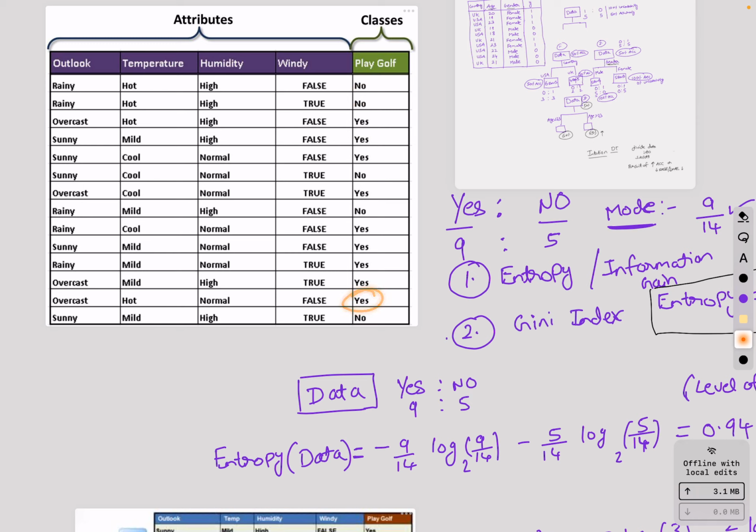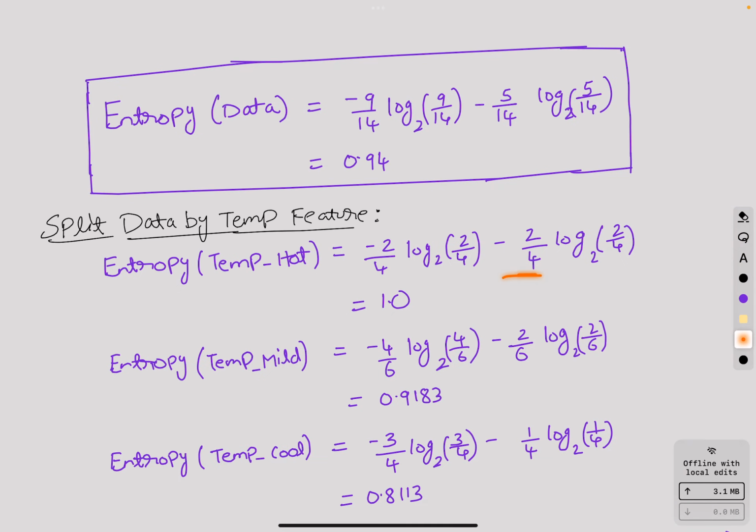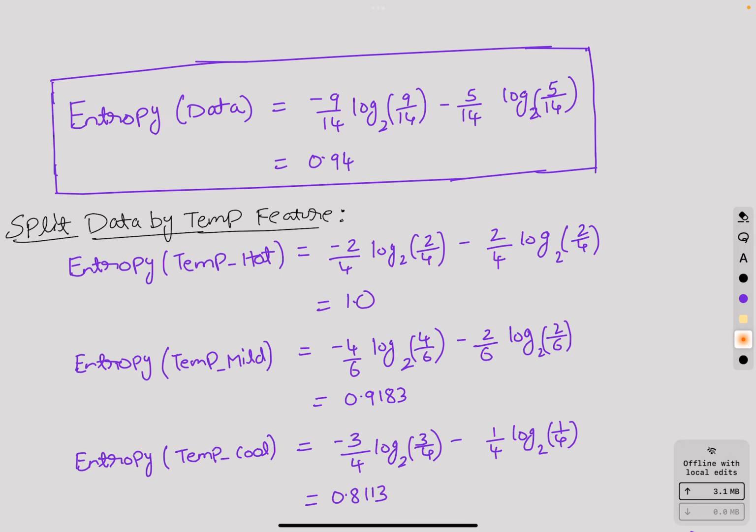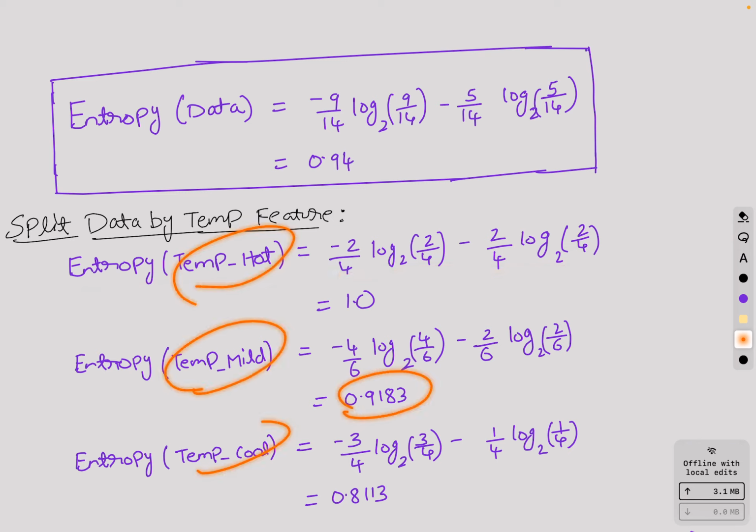So out of 4 records that belong to hot temperature, 2 play golf, 2 do not play golf. That's why I have 2 by 4 yes, 2 by 4 no. When the probability is equal, we have learned this, the uniform distribution, which means the uncertainty is the highest, isn't it? Anything can happen. The output can be anything. It can be yes also, no also. So with equal probability, 50% probability, the uncertainty is highest. That is why we got 1 as the level of uncertainty using the entropy formula at this particular subset. And this subset, this is the entropy, and this subset, this is the entropy.